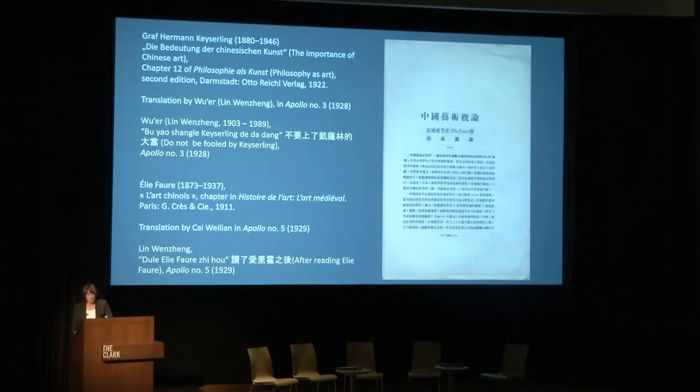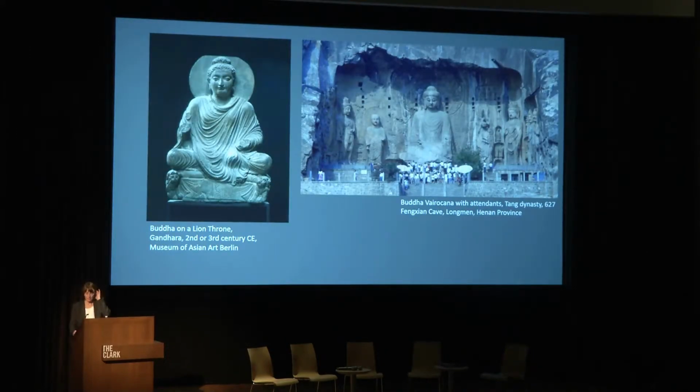Lin Wenzheng writes that to believe Keyserling's claims about the superiority of Chinese art would be highly detrimental to its future development, because it insinuates that reforms would not be necessary. And one important argument that Lin Wenzheng proposes to counter Keyserling is that in early Buddhist sculptures, such as those in Lungmen and Yungang, not only the religion proper was introduced from India, but also Greco-Indian art. So here we have Gandhara again.